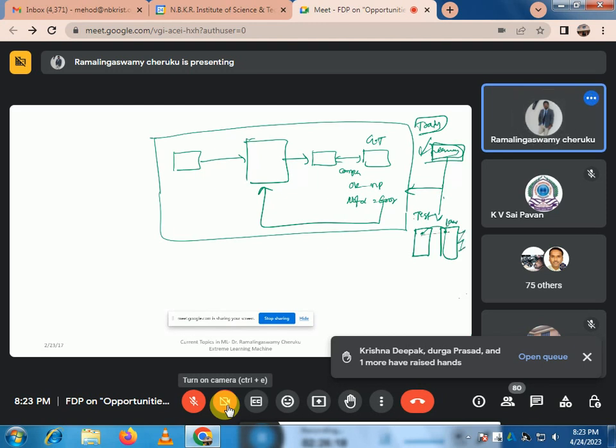Similarly, I have trained my model, so how do I test my trained model? I will give some images and check the predictions, and there is a ground truth. I will compare with this to know how well I have trained my model. Then you can deploy the model in the real time environment.